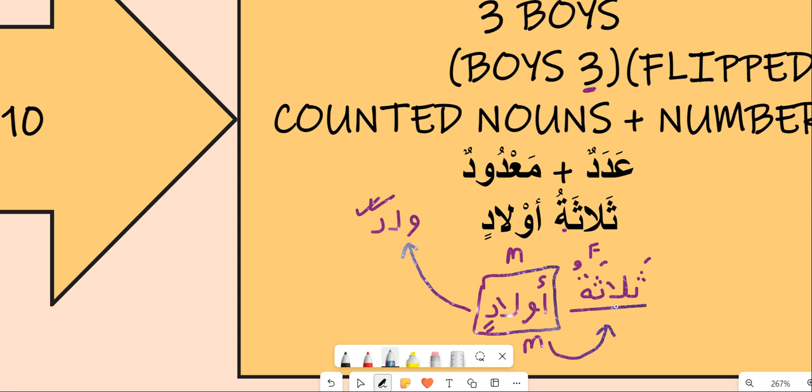Before you decide the gender of the number, don't write the number first. First decide and confirm the madud and the gender of the madud. Why am I saying to confirm the gender of the madud by going back to the singular? Because there are a lot of nouns which look feminine but are not. For example, I will show you. There is one noun.